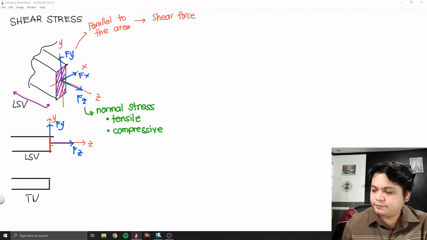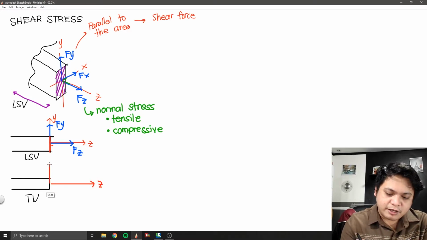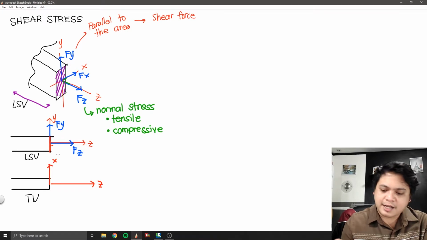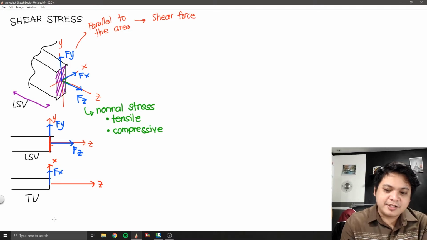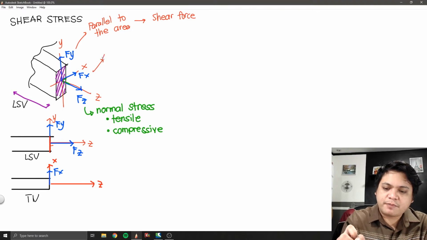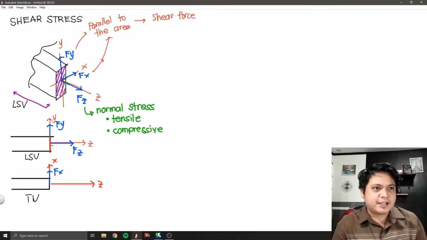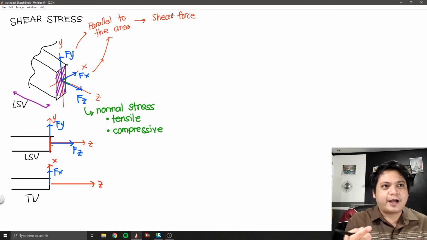So, again, ito pa rin yung aking z-axis. Okay? Pero, ito na yung aking x-axis. Okay? So, again, pag ganito naman yung aking Fx. Parallel din dun sa area. So, ito pala, this is also parallel to the area. Ang tawag din natin sa kanya is shear force. Si Fx pala at saka si Fy, they are both shear force.